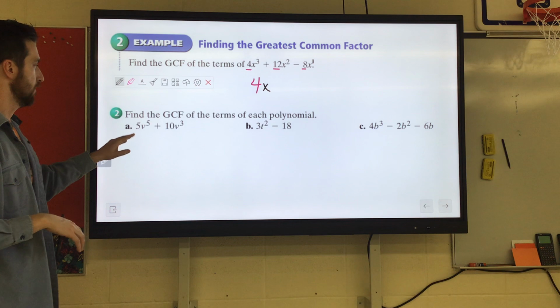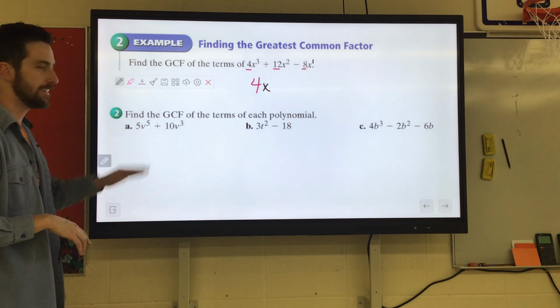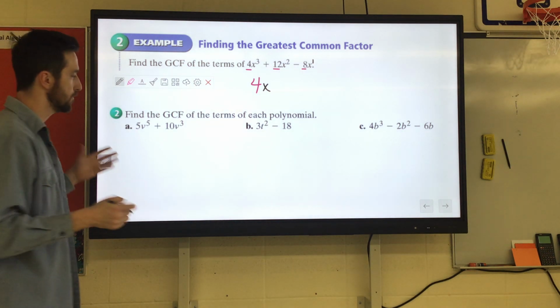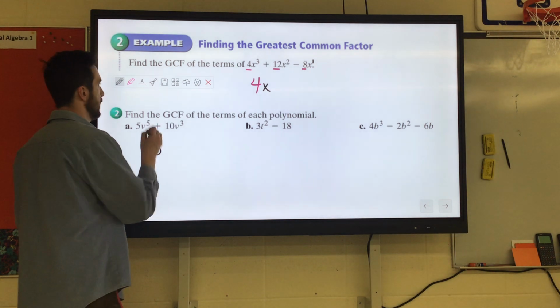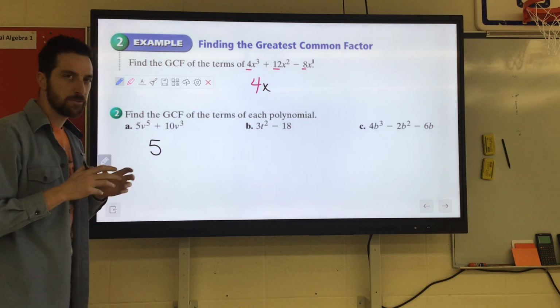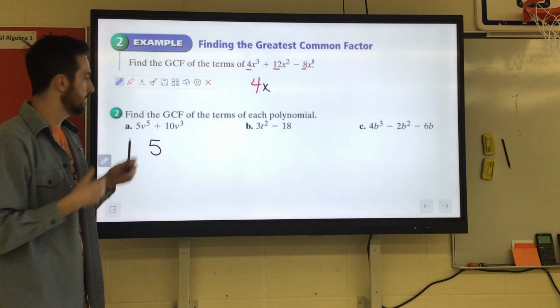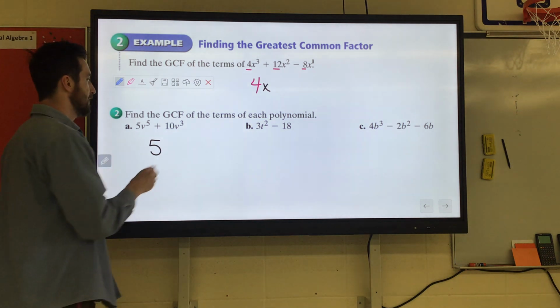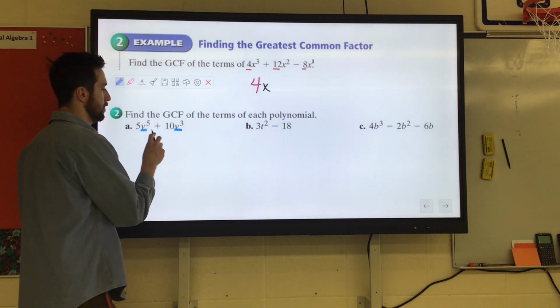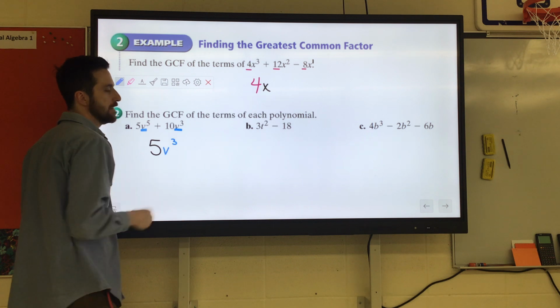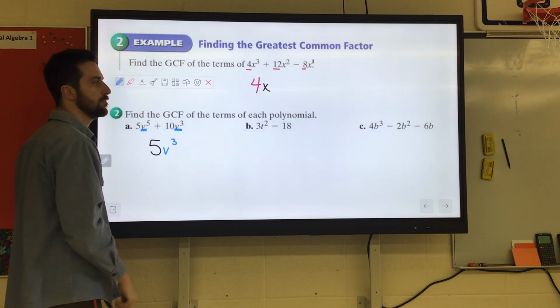If you look at A here, look at the numbers in front, 5 and 10. What goes into both of those? Well, 5. It probably jumped out at you. For the variables, you've got to go with the smallest one. They both have v's, and the smaller one is 3. So we'd say they both have at least 5v to the third. That's our greatest common factor.